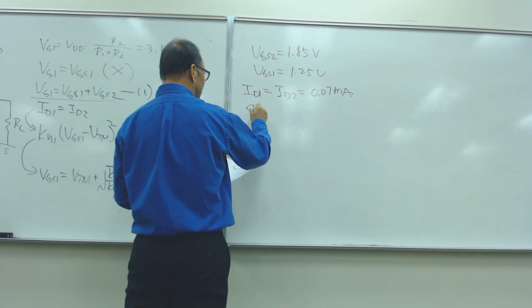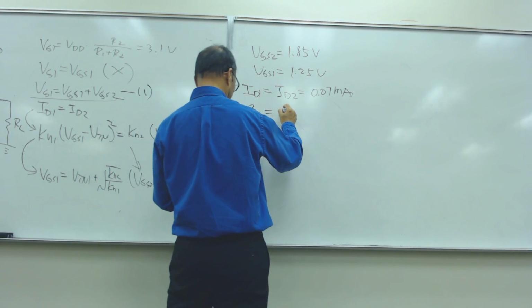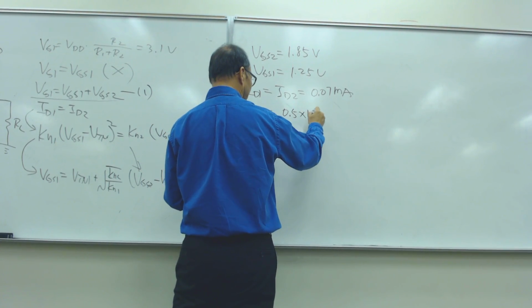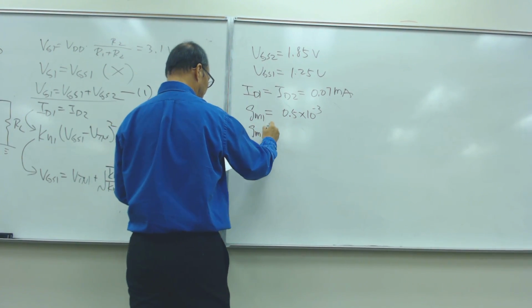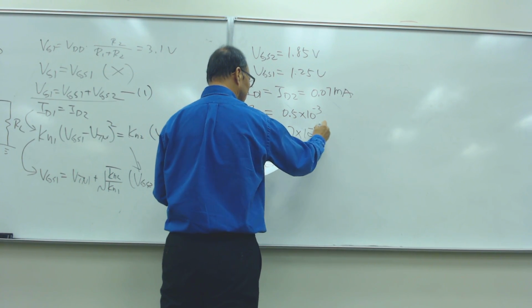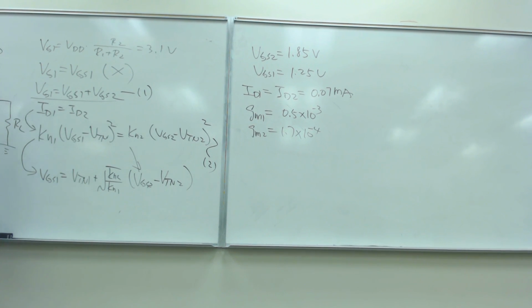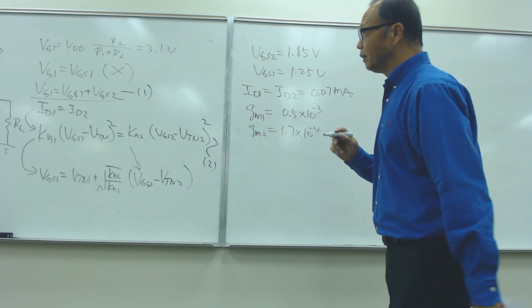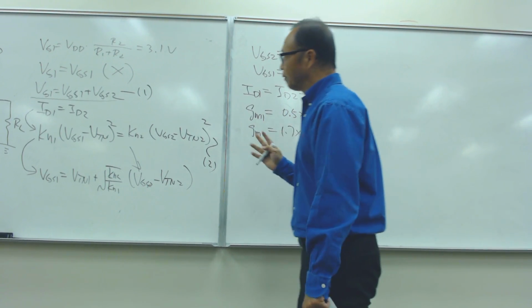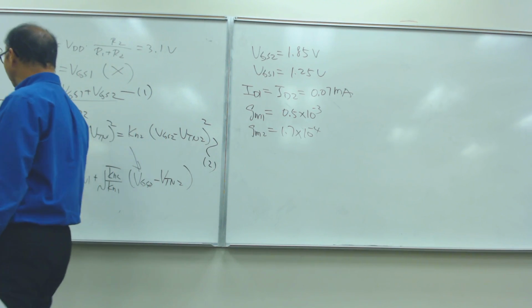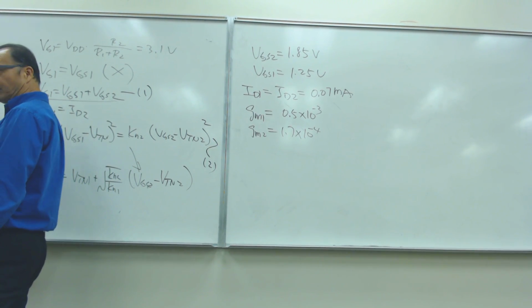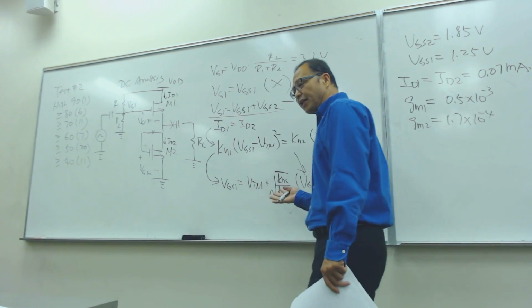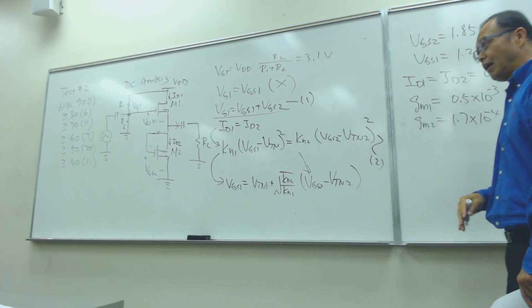Now, of course, you can also try to calculate GM1, 0.5 times 10 to the 2. Okay? So that's the end of the DC question. Now I go to the AC. For the AC, the most important part is to construct the equivalent circuit, right? If you make a mistake on that, you know what happens. Everything else is wrong.